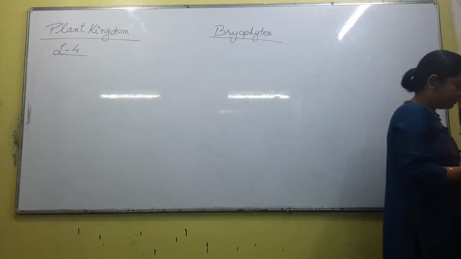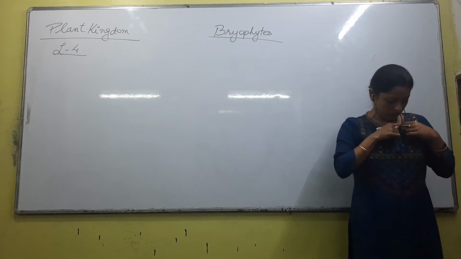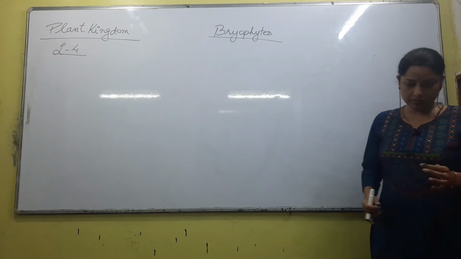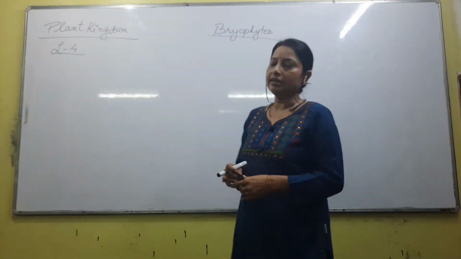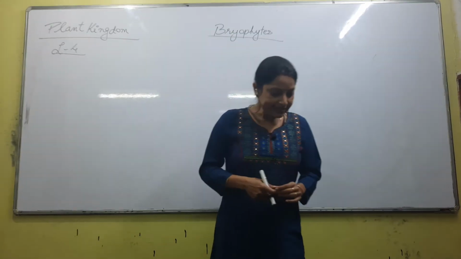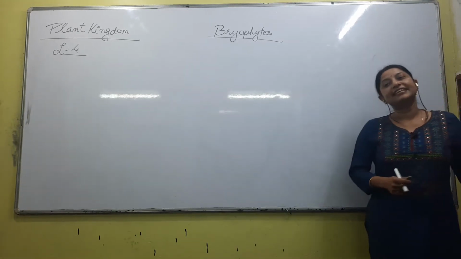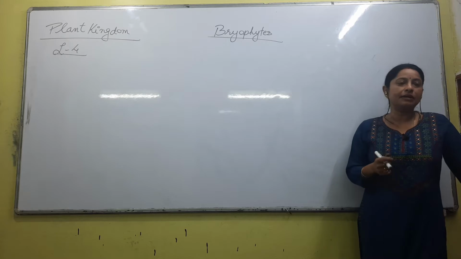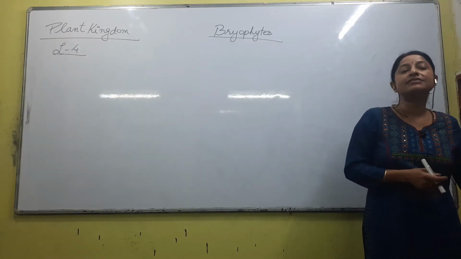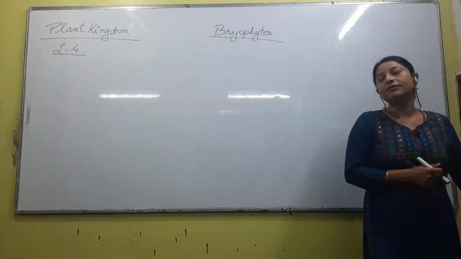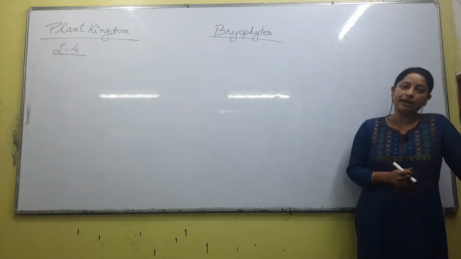Bryophytes. So let's start the class. In the last class, we completed talking about the first group of plants, that is algae, and what we remember is the chief characteristics of algae, the classification, the life cycle, the reproduction, etc. So today we will be talking about the next group of plants, that is bryophytes.